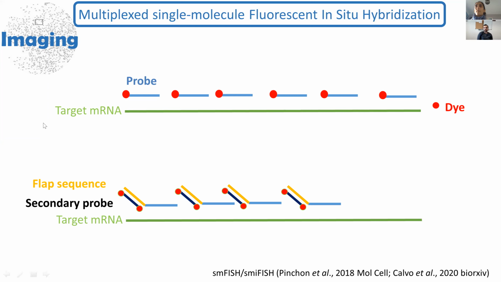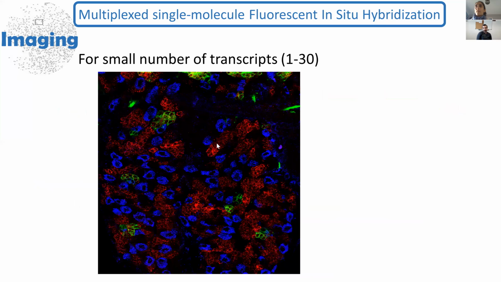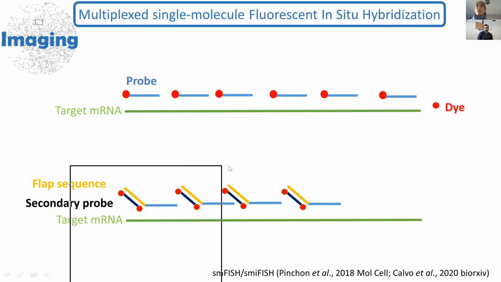With this technique, as you can see, the probes are not labeled with a dye, but they are tagged with a flap sequence, and this flap sequence here in yellow will be recognized with secondary probes. The first advantage of this technique is that it's really cheap, because the secondary probes are cheap to design and to construct. And as you can see, you can increase your signal a bit because the secondary probes are labeled with 2 dyes instead of one dye. So, next slide.